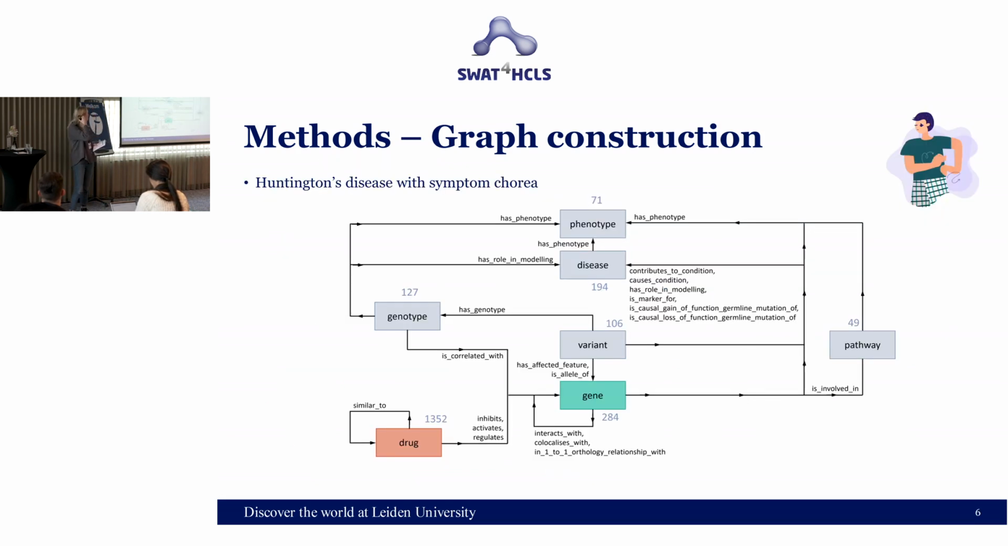So this is for our use case. The graph, you see, has 7 entities: drug, gene, variant, genotype, phenotype, disease, and pathway. And you see the different relationships between these entities. The numbers in blue are the amount of nodes in each entity category.